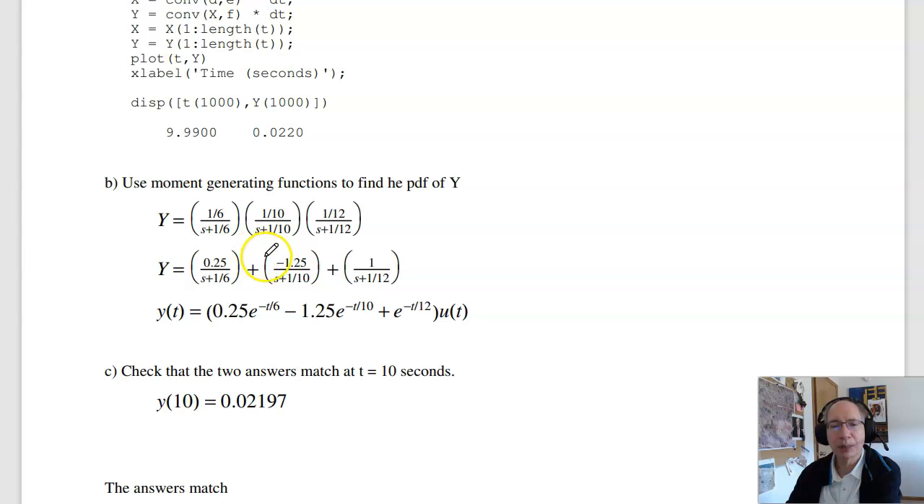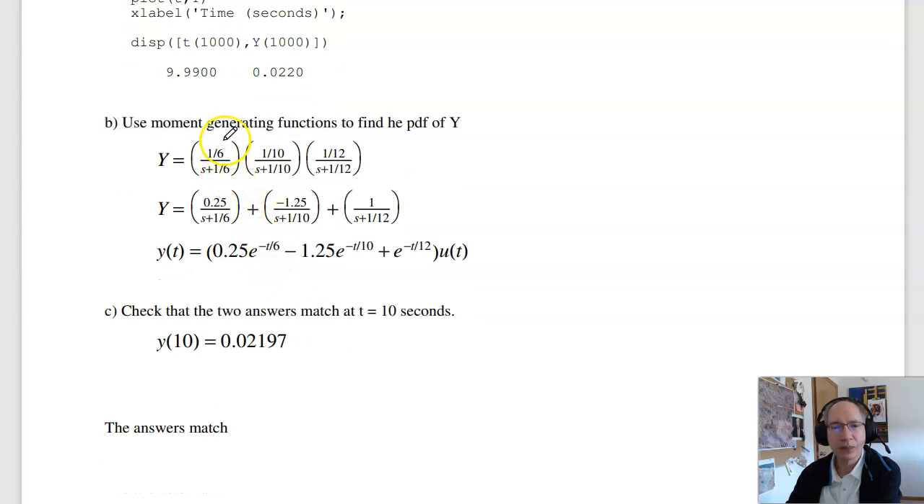Repeat using Laplace transforms. So here is the Laplace transform of D, there's E, there's F. Again, use partial fractions, cover up this term, evaluate at s equals minus 1/6, I get 1/4. Likewise for the other two terms. Take the inverse Laplace transform, and there's Y of T.